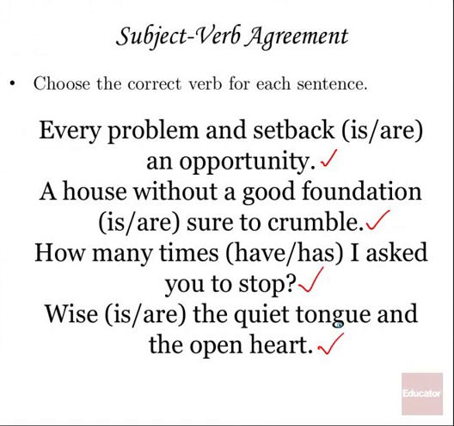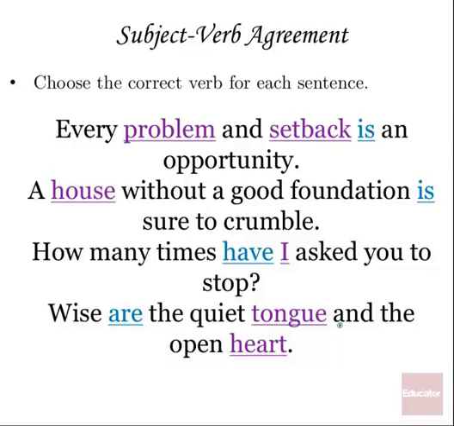Take a good look. Pause the video if you need to. And here we are. Every problem and setback is an opportunity. Your clue here was the word every. You have a compound subject, problem and setback, but they're preceded by every. Remember, every boy and girl loves to learn. The every is there, so we use the singular verb is.